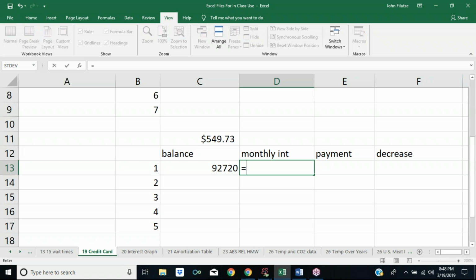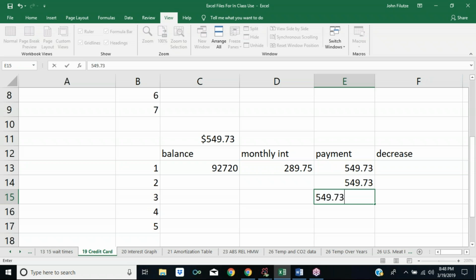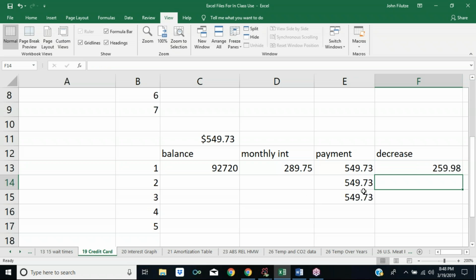Okay, so the monthly interest, we're going to do a formula 0.0375 divided by 12 times the previous balance, right? The payment is going to be constant, $549.73. All right, that's fixed. And then the decrease is going to be equals the payment minus the interest. So that's the amount of decrease.